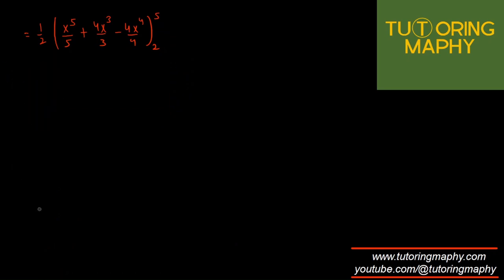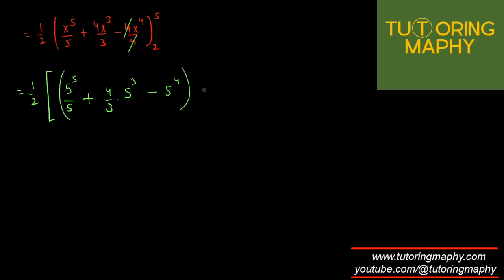Okay, so this will be half of the upper bound, and the half is just taken outside the entire thing. The upper bound is 5, so 5 raised to 5 over 5. By the way, this 4 and 4 is gone. 4/3 of 5 cube and 5 raised to 4 over here. Okay, excellent. Let's place it like this.